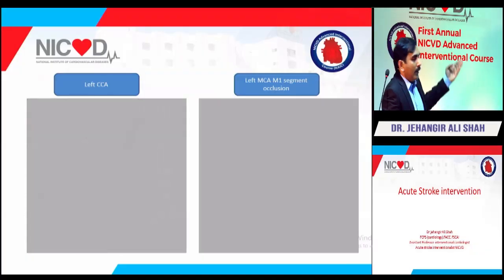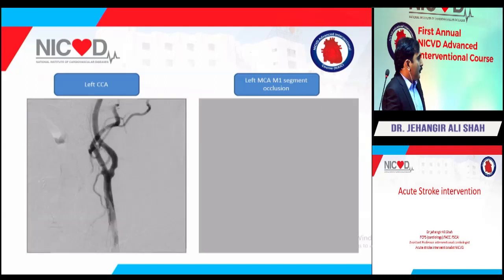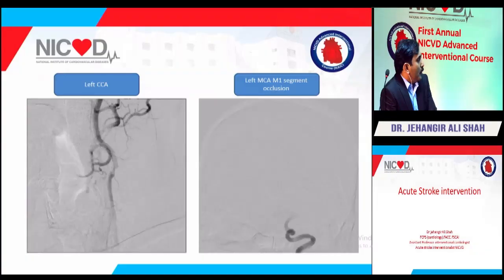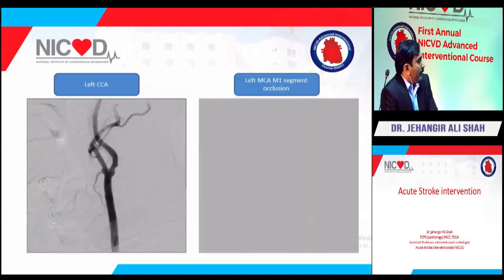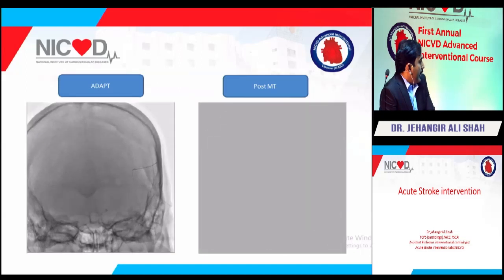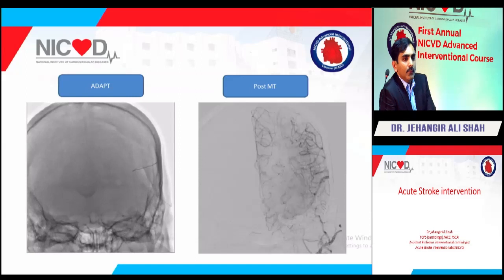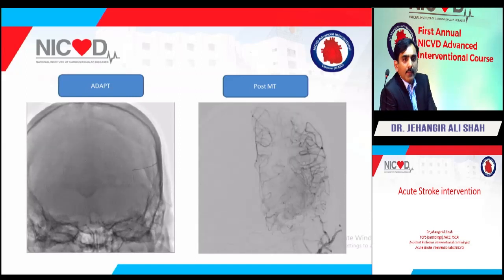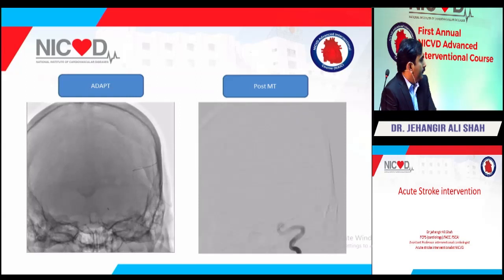Another case which we have done: first of all, you have to do the common carotid shot to see the bifurcation and any lesion. And this is the M1 segment totally occluded on the left side. Again, the wire is crossed, and over the wire, this is the distal aspiration catheter. It was crossed, and the thrombus was aspirated. This is the final result. You can see the TICI 3 flow in this case. So this is the ADAPT technique without using a stent retriever.